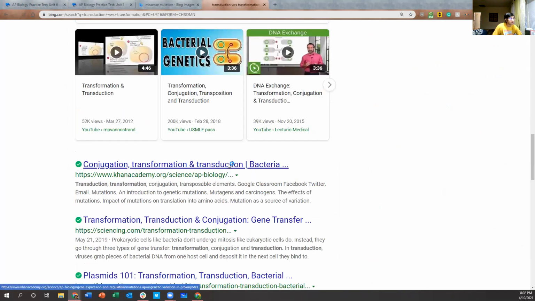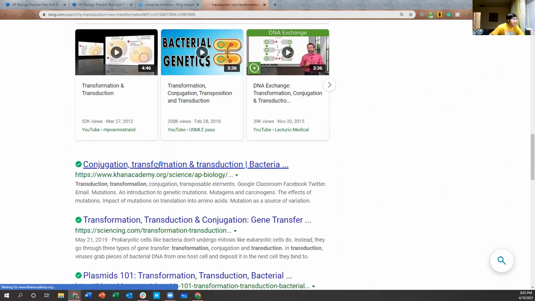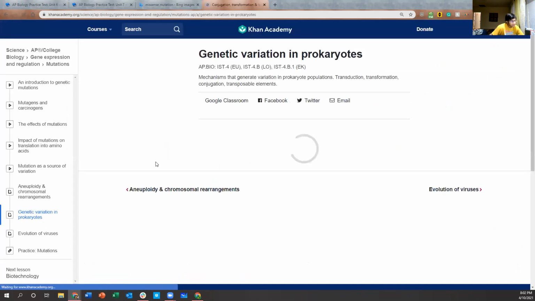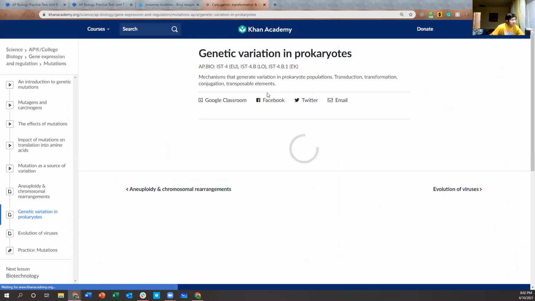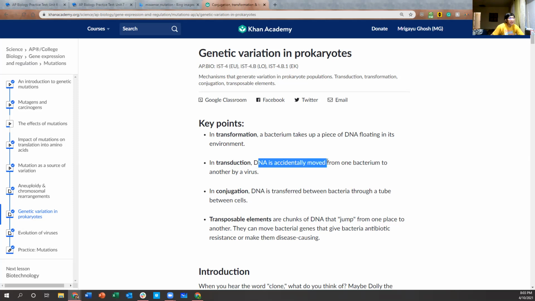Let's see what Khan Academy says over here. So conjugation, I kind of have a good idea, just because that's the one I'm most familiar with, where they're exchanging DNA through their pili, right? That one we know. But I don't know about the other ones. In transformation, a bacterium takes up a piece of DNA floating in its environment. Oh, okay, that makes sense. So you just have naked DNA floating around in the environment, and the bacteria takes it up. Transduction, DNA is accidentally moved from one bacterium to another by a virus. So a virus takes DNA from one bacteria and then puts it into another.